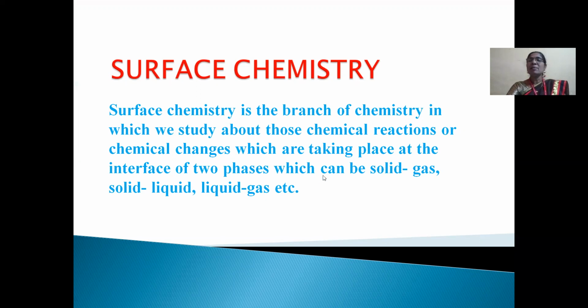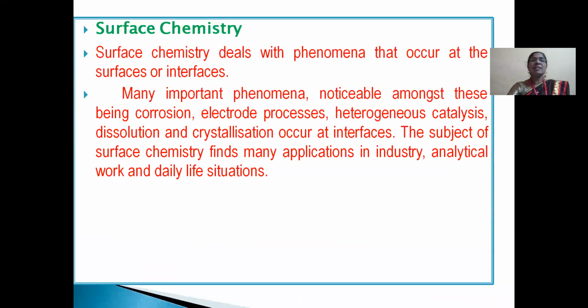That means there will be two phases present. In solid-gas, one phase is solid and another one is a gas. In solid-liquid, one phase is a solid, another one will be a liquid. And in liquid-gas, one phase is a liquid, another phase will be a gas. Surface chemistry deals with phenomena that occur at the surface or interface.